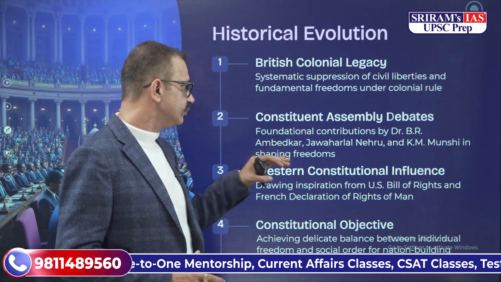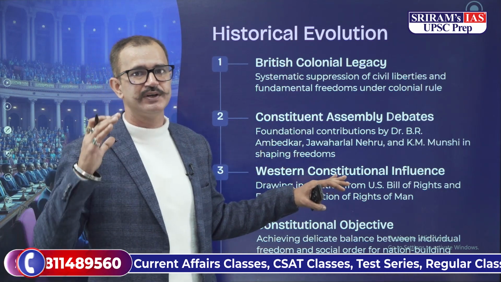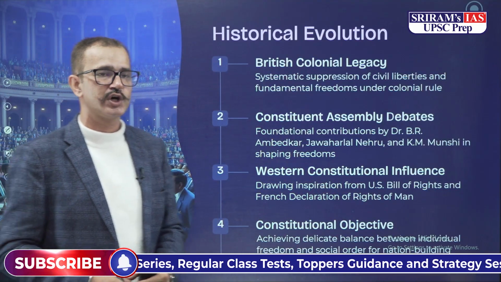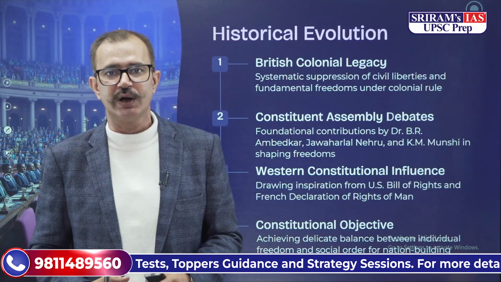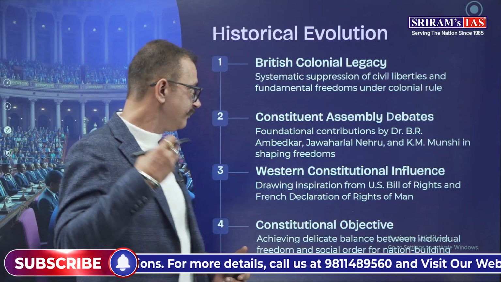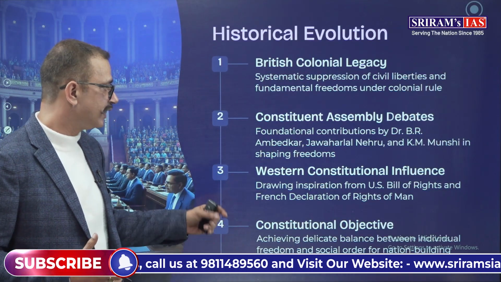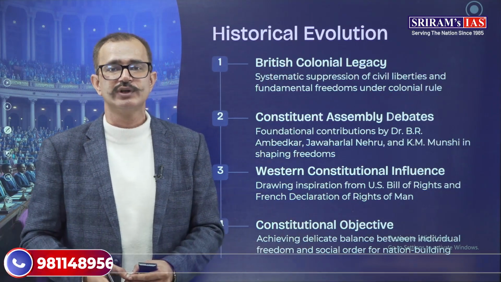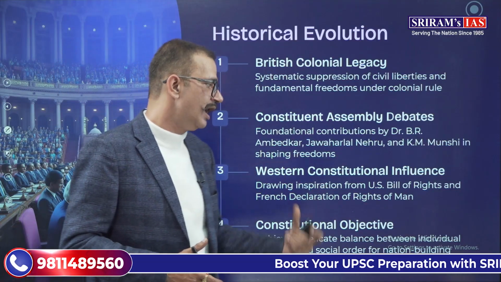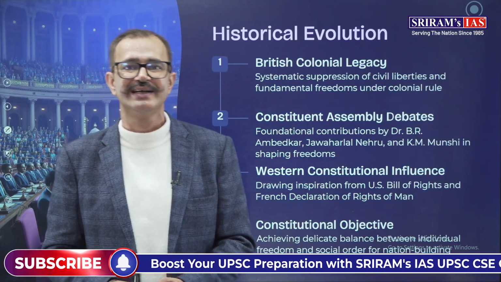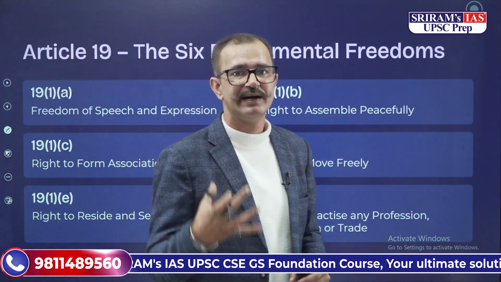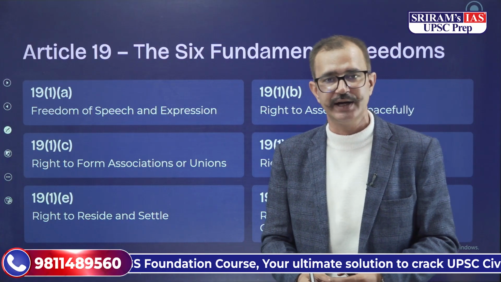Now, when we come to the Western constitutional influences that were taken into consideration, whether we are talking about the US Bill of Rights or even the French Declaration of the Rights of Man, they were taken into consideration while formulating the right to freedom for Indian citizens. As for the constitutional objective, a delicate balance was created between individual freedom and social order for nation building. So that was the historical evolution of these different rights to freedom which have been enshrined in Part 3 of the Constitution.